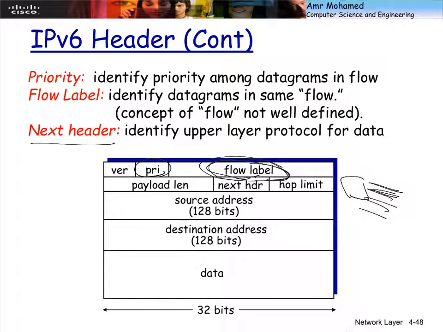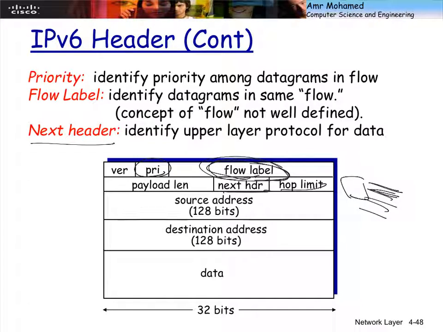So some of these fields exist similarly in IP, even if the name is slightly different. For example, next header is actually the protocol field. The hop limit is TTL. Payload length is the same, address is the same. So these fields are similar but with different names.